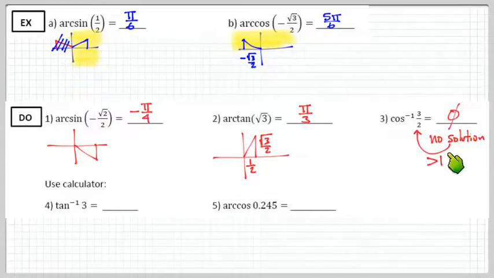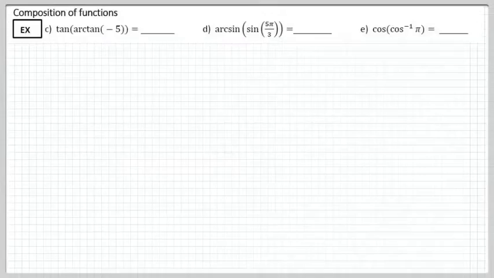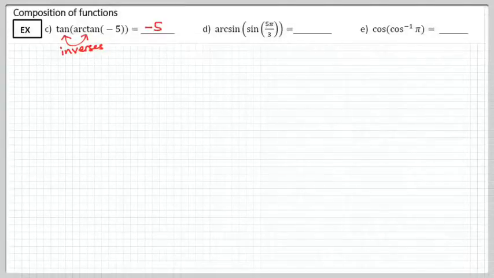Note, no solution because this is bigger than 1. Note for a tangent, you could have a value bigger than 1, less than 1. For tangent, the domain is all real numbers for inverse tangent. Okay, let's look at some of these examples. The tangent of the arc tangent, these are inverse functions, so this value will just be -5.